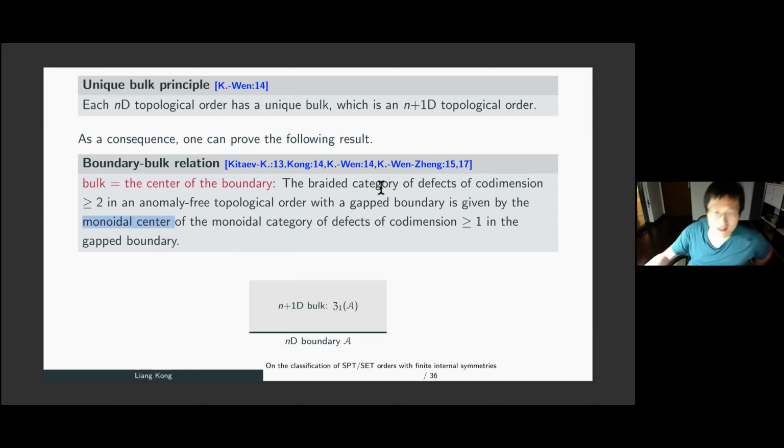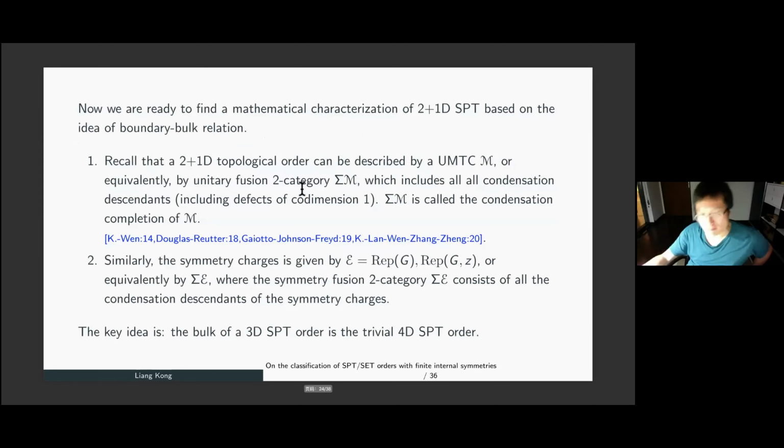All right, let me restate it. The braided tensor category of defects of codimension 2, at least 2, in an anomaly-free topological order with a gapped boundary is given by the monoidal center, or so-called Drinfeld center, of the monoidal category of defects of codimension 1 in the gapped boundary. If you want to make the bulk equals center statement more precise, the details can be ignored. Just remember the bulk is the center of the boundary.